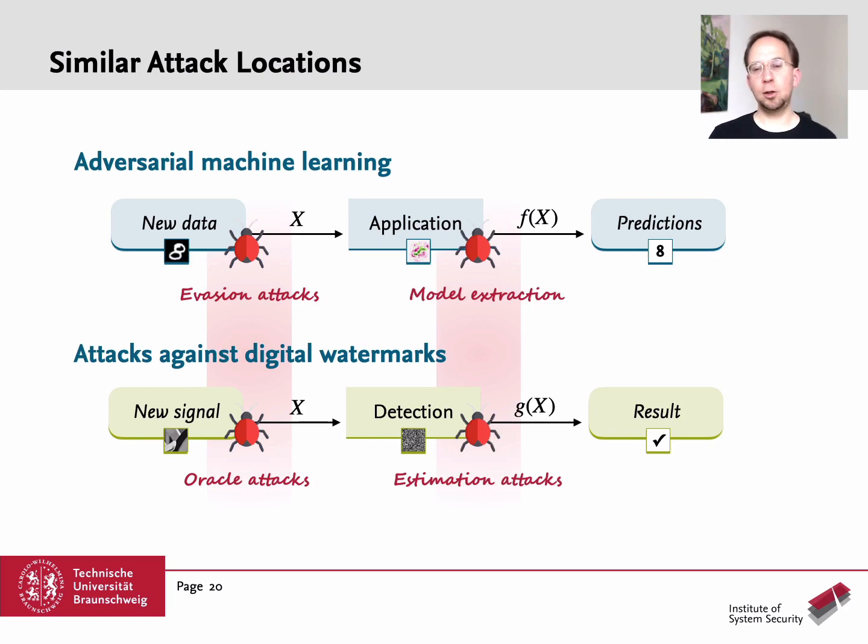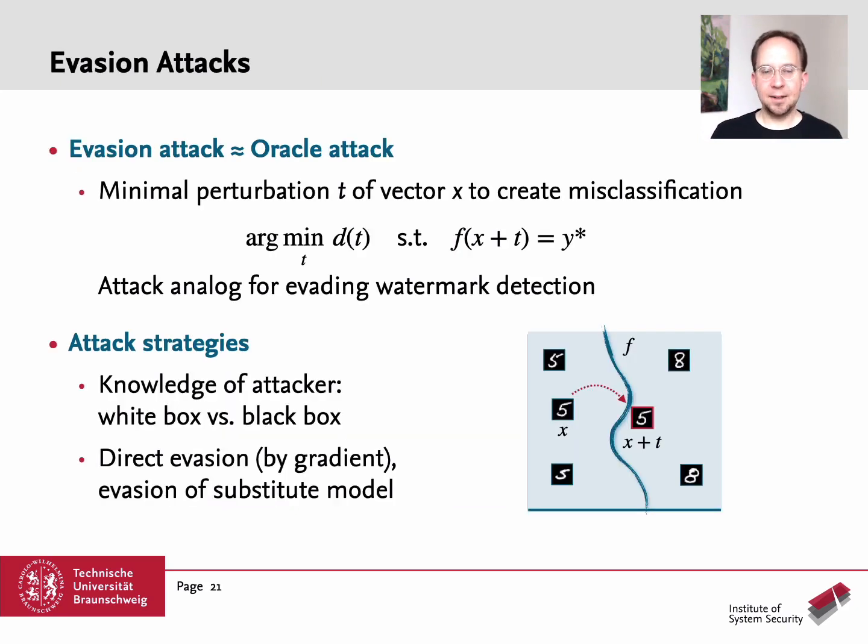But we can also look at another location. So can we infer what's inside the learning model? Something that is called model extraction in machine learning, and that is called estimation attacks in digital watermarking. Here the idea is I'm trying to steal the model, or I'm trying to steal the watermark pattern. And as you can see from the picture, the similarity now is very obvious. And let's just look into the two cases and let's try to find out how these two attacks are working.